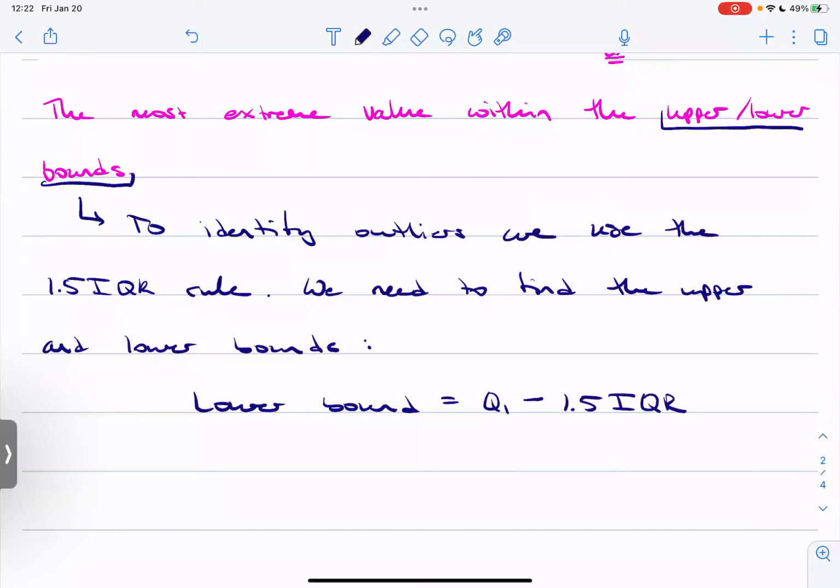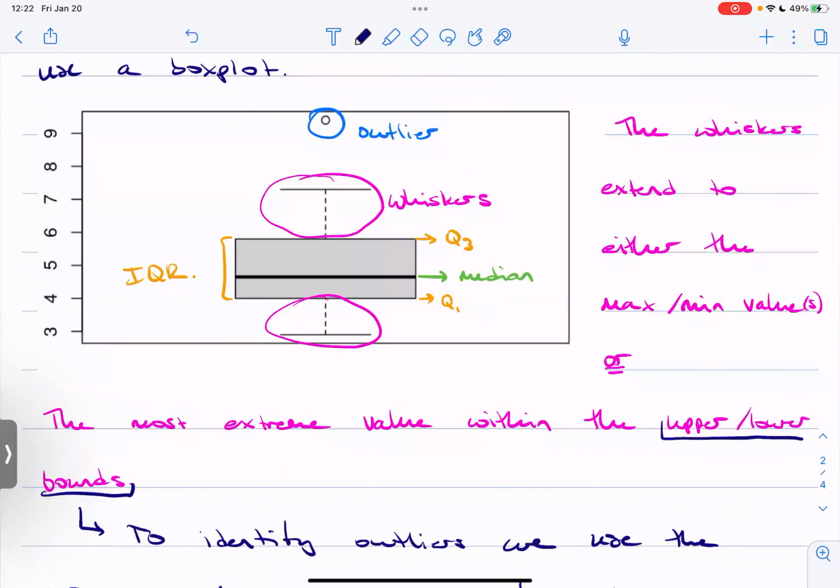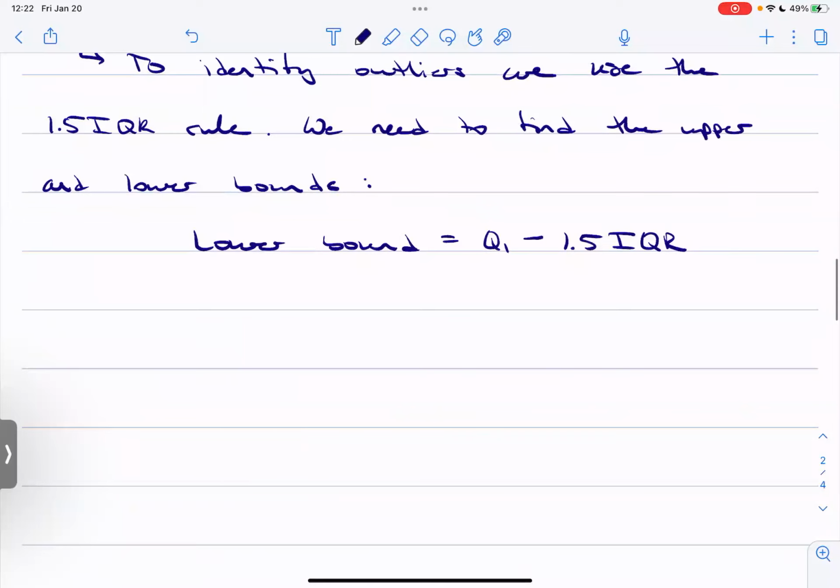If we apply the same idea to the upper bound, this is where I want you to be super, super careful. If I go from Q3 and I subtract again, that just bumps me down. That doesn't make sense, right? So you have to be really careful that you go from Q3 and you add 1.5 times the interquartile range, right? And so that's the difference. But if you're thinking about it visually, that math will make sense, right? So the upper bound is going to be Q3 plus 1.5 times the interquartile range.